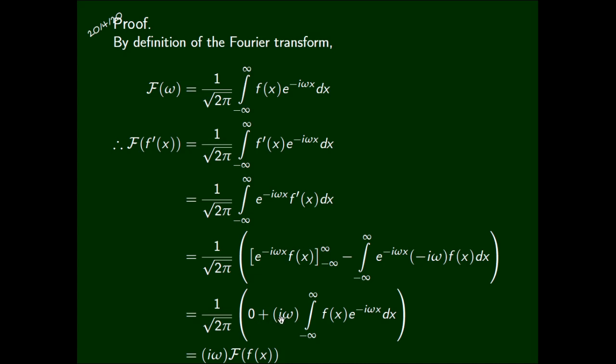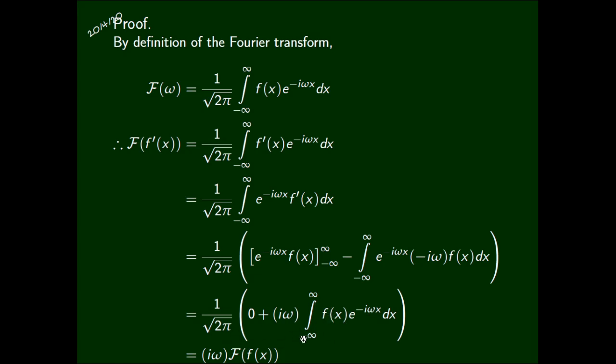So 0 plus i omega into integral minus infinity to infinity. I interchange these two terms, so f of x into e raised to minus i omega x dx. When we multiply this expression by this 1 by root of 2 pi outside this bracket, I got i omega into 1 by root of 2 pi integral minus infinity to infinity f of x e raised to minus i omega x. That integral is actually the Fourier transform of this f of x.